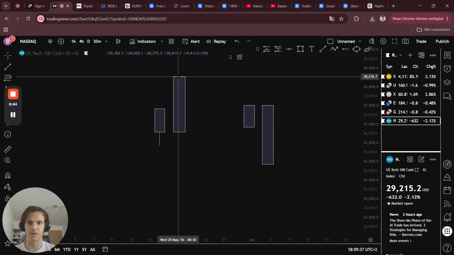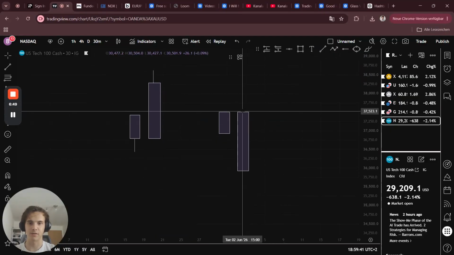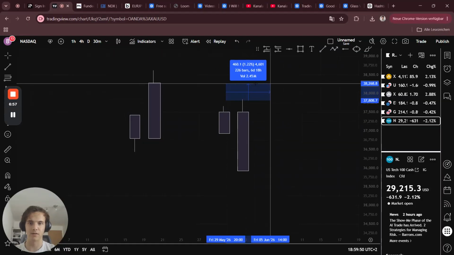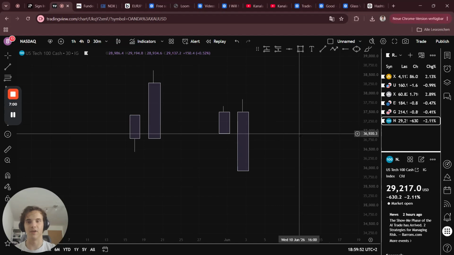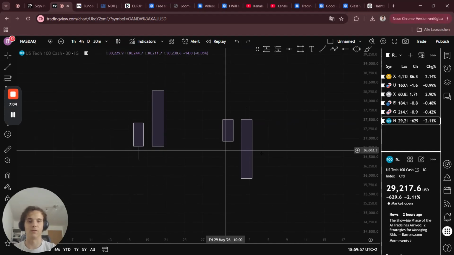This one's going to have a little wick right here. This one's going to have a little wick, a little wick right here. Also a wick here. Yeah, that should be fine. This is how the candles can look. This is completely normal.